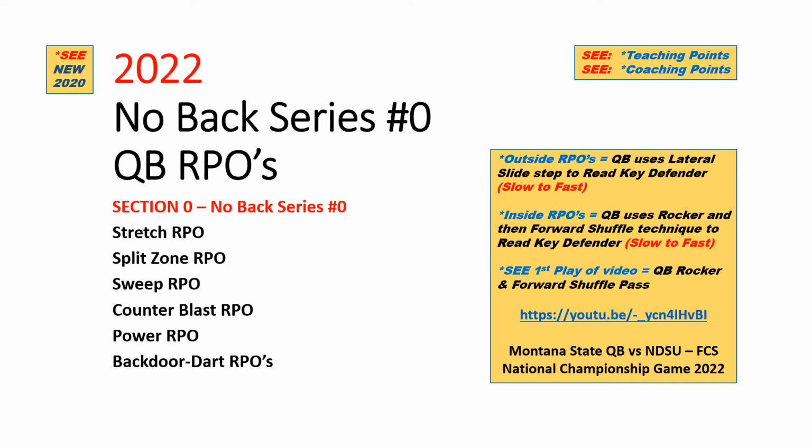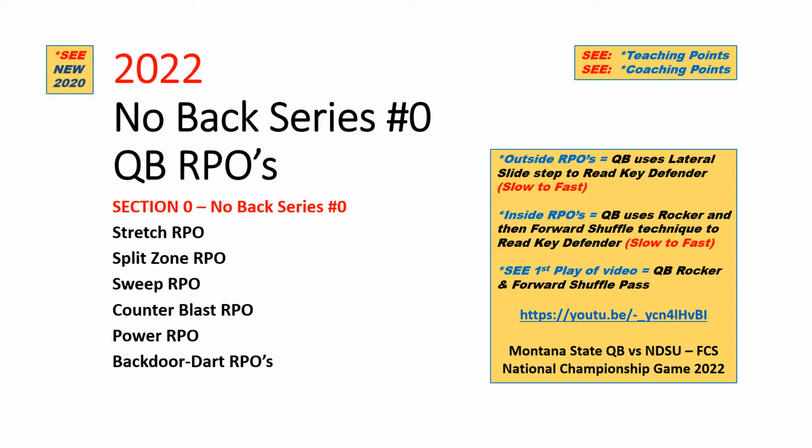Want to talk about no-back quarterback RPOs. What this involves is the use of empty sets, but still using our core RPOs with our quarterback. Couple key points. We still want to use our same quarterback technique with our RPOs. So with outside RPOs, quarterback will use a lateral slide step to read the key defender and then go run or pass. Again, the term we like to use is be slow then to fast.